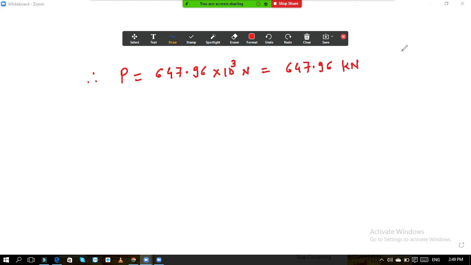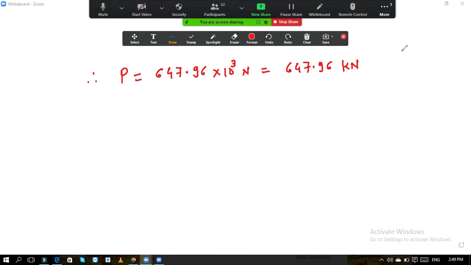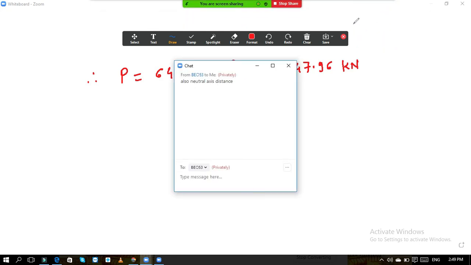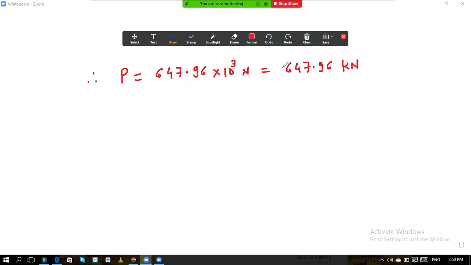For the stresses at top you need to divide by Z top, and stresses at bottom you should divide by Z bottom. It is homework for you, you solve it. I will give you the problem. Try by yourself.